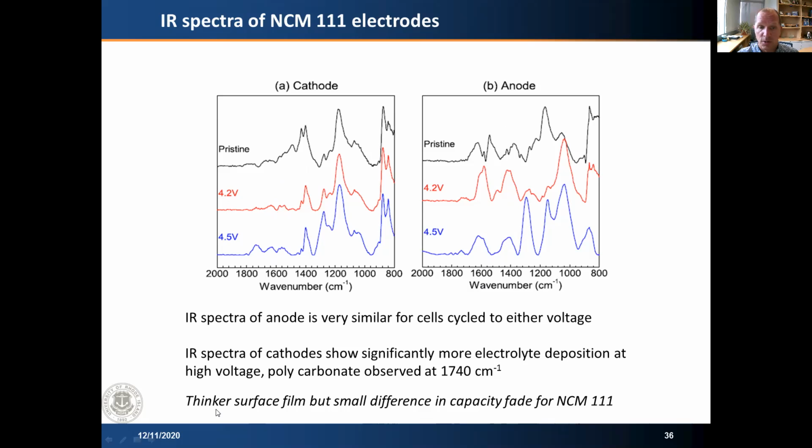What this suggests is that there's a thicker surface film for the cell cycled to higher potential, but there's only a small difference in capacity fade. However, once again, on the cathode side, there is still a large increase in impedance. And it's unclear if the increase in impedance is due to the fact that we're generating a thicker surface film, or if it's due to other issues such as particle cracking or problems with the laminate on the cathode surface.